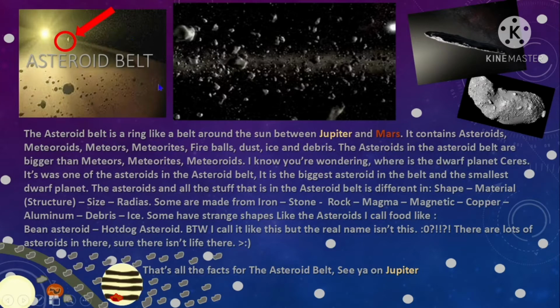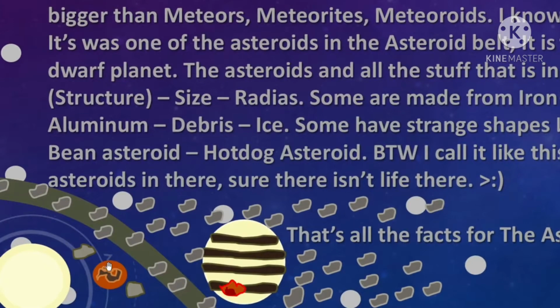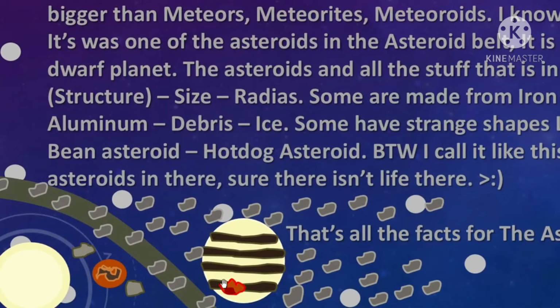And we're back, guys. I made a diagram of the asteroid belt. As we said, the asteroid belt is a ring around the Sun, like a belt, between Jupiter and Mars. Here is Mars, and here is Jupiter.